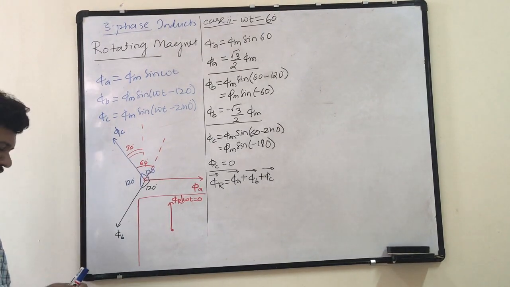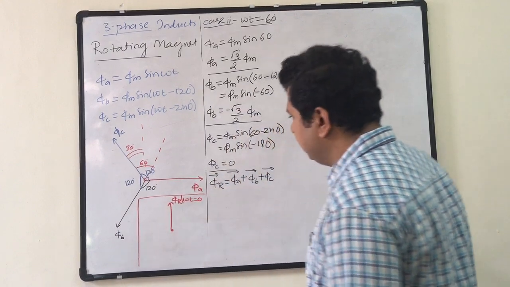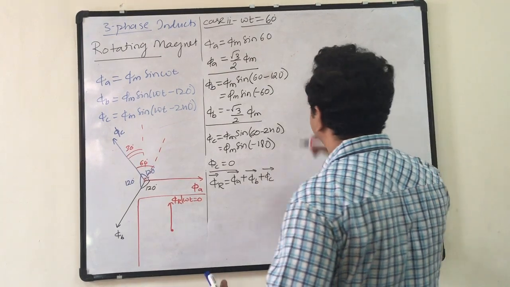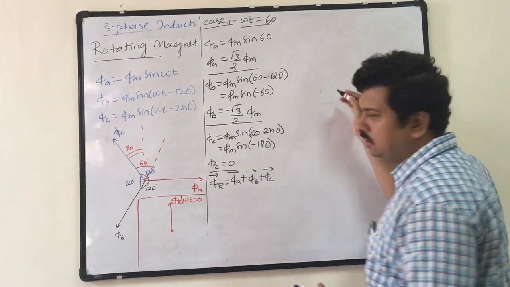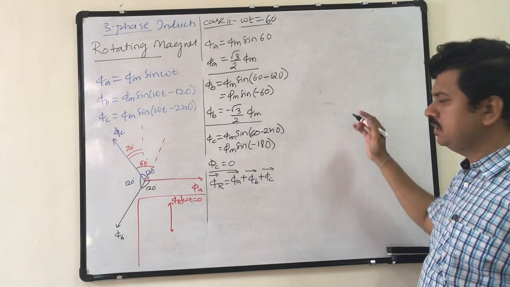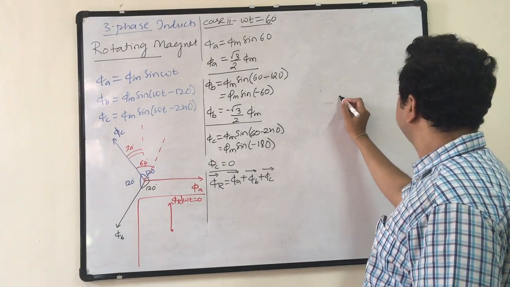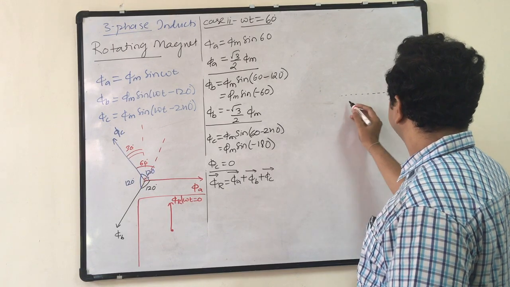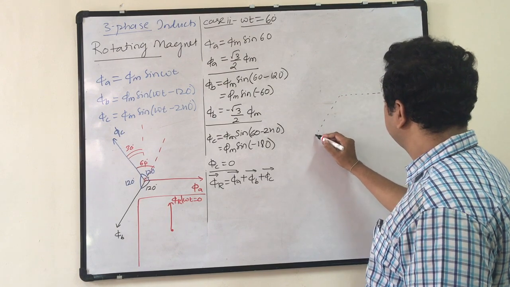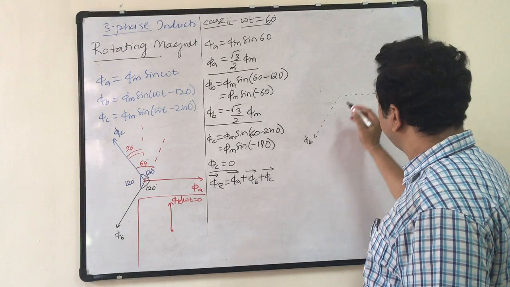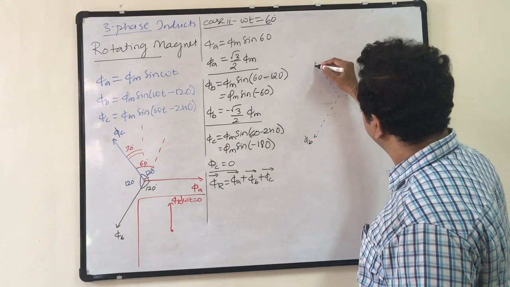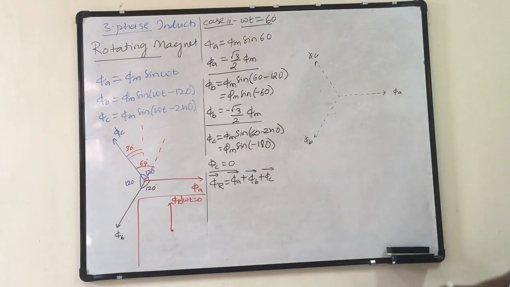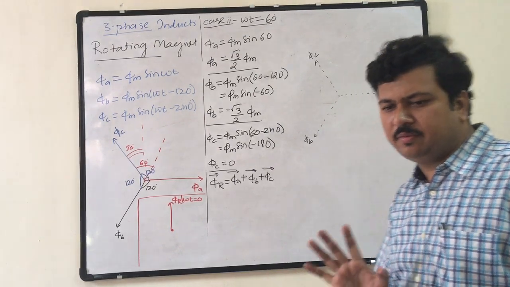Now I will draw the vector diagram. First I will draw the original positions of the vectors in dotted line. I will take it a little bit down here because there is a shine on the board. This is phi a, this is the position of phi b, and this is the position of phi c. These are the initial positions of phi a, phi b and phi c, drawn in dotted line.